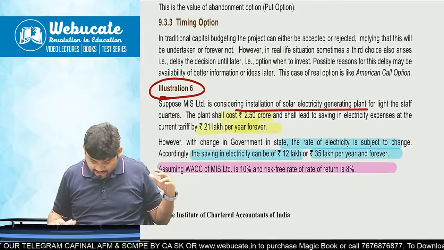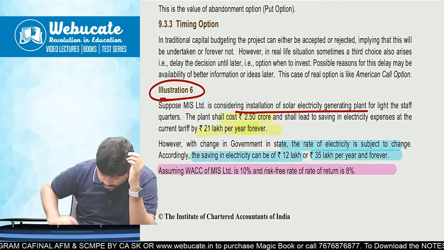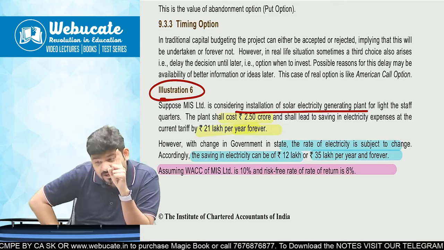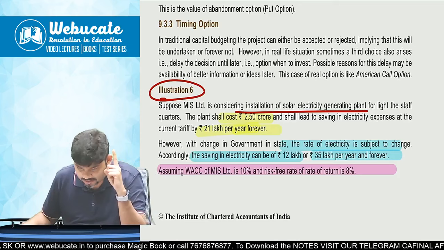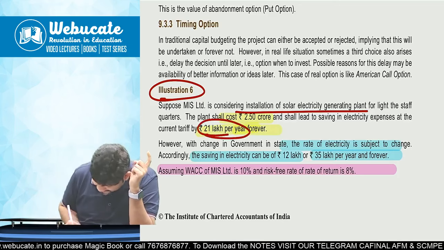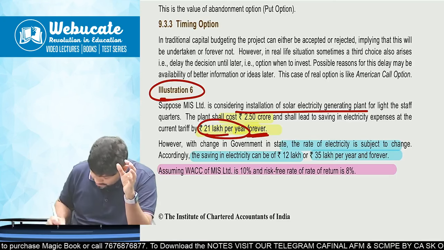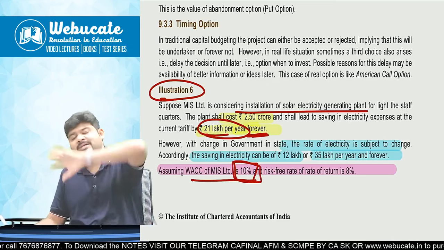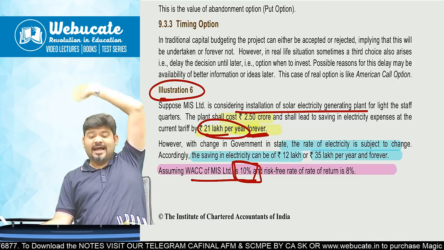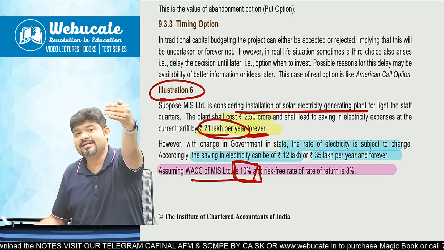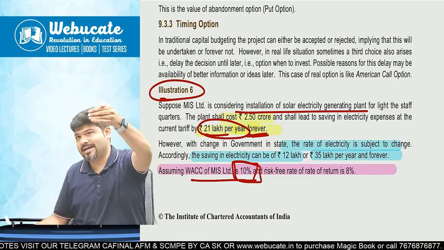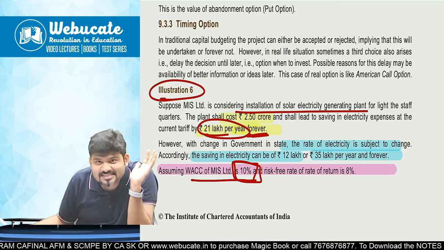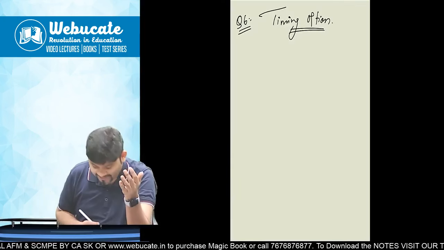Now, they are planning to install a solar electricity plant, the cost of which is 2.5 crores, but it will lead to a saving of 21 lakh per year forever. So what is the cost of capital here? Weighted average cost of capital is 10%. The present value of cash inflows forever will become 21 lakh divided by 10%. Ideally it is cash inflow divided by the discounting factor, but if it is infinite, it is cash inflow upon the discounting factor, full stop. This is the basics of capital budgeting which you should know.